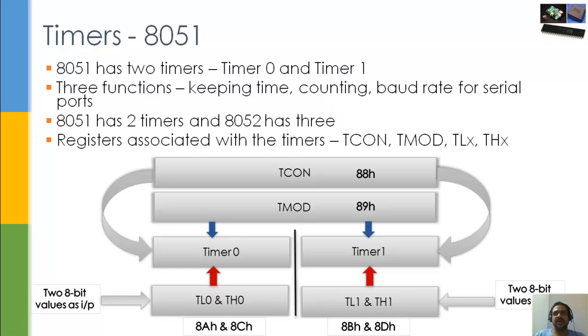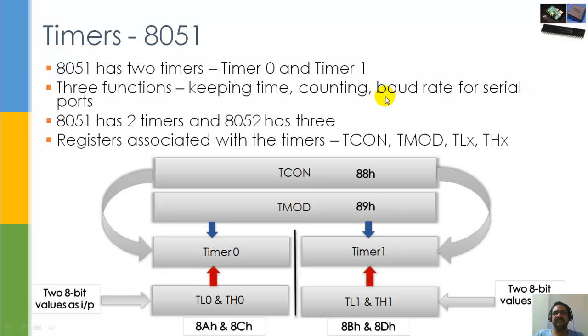Counting is based on an event that is being triggered. Like I told you, frequency counter is a very good example for counting operation. Then the third functionality is setting the baud rate for serial communication. I don't know how many of you have already worked with serial communication.